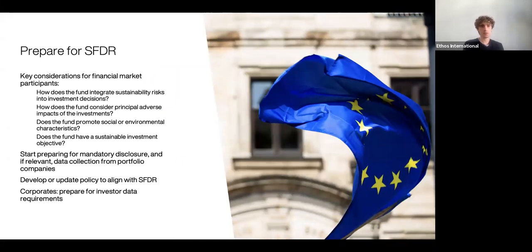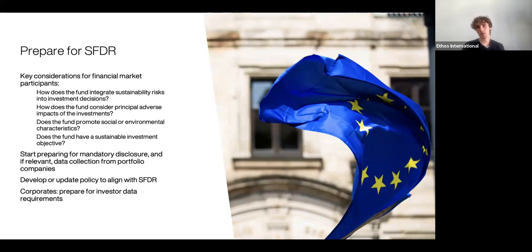So key considerations now going forward. Some of the SFDR requirements have already taken effect, especially the disclosure of how you work with ESG risks and how you work with principal adverse impacts. But the Article 8 and 9 requirements that we went through today in a little bit more detail are not mandated until 1 January 2023. So there you still have some time.